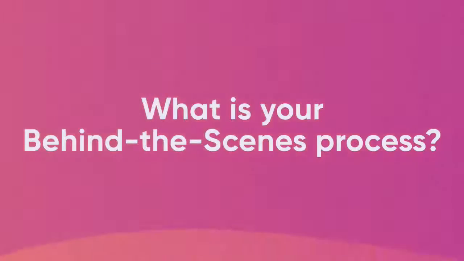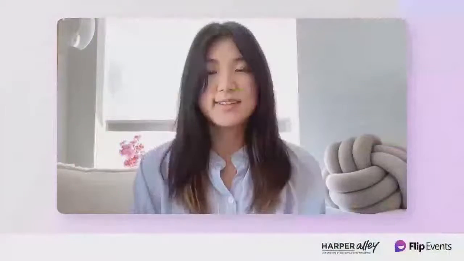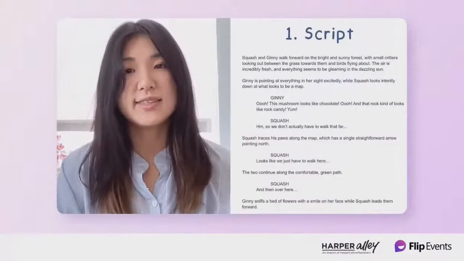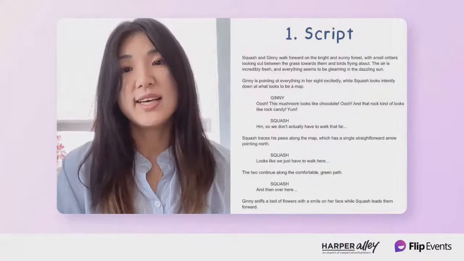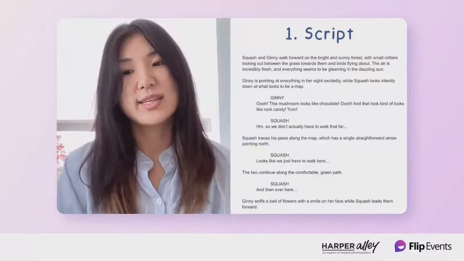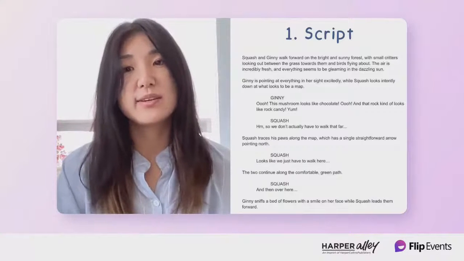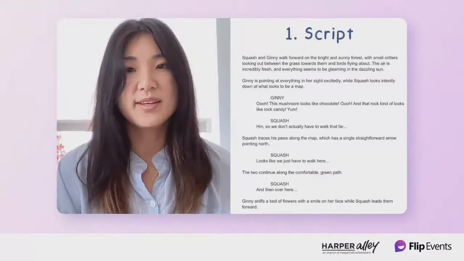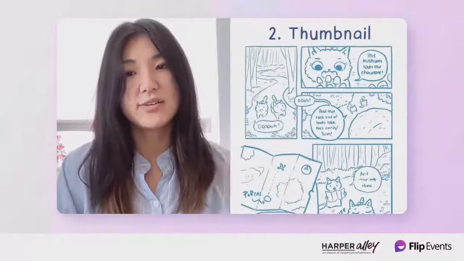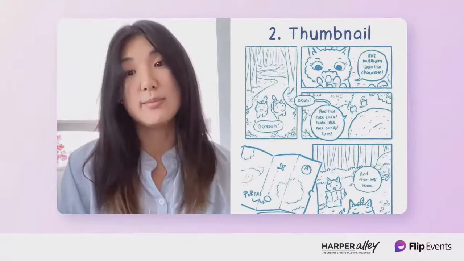So my behind the scenes process looks like a few steps. The first thing I do is I write out all of my ideas and turn them into a script. And in a script, basically, you're writing out the whole story, what the characters are doing, and what they're talking about with each other. And then what I like to do is to sketch out everything from sketch to thumbnails.